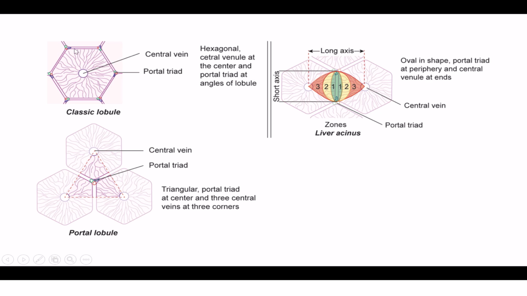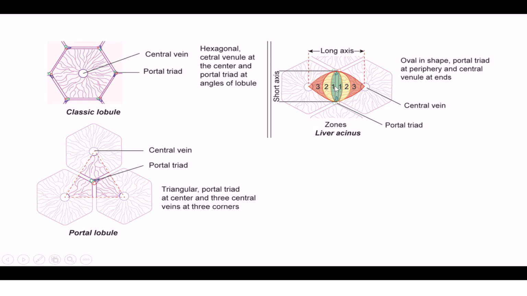You can see here this is a classical liver lobule, which is hexagonal with the central vein at the center and portal triads at the periphery. Here you can see the portal lobule with the portal triad at the center and central veins at the periphery. This is triangular in shape. And here you can see the elliptical or diamond-shaped portal acinus or liver acinus, where this is the long axis between the central veins and this is the short axis between the two portal triads. Here you can see zone 1, which is on either side of or close to the portal triad, and zone 3, which is farther away from the portal triad but closer to the central vein.